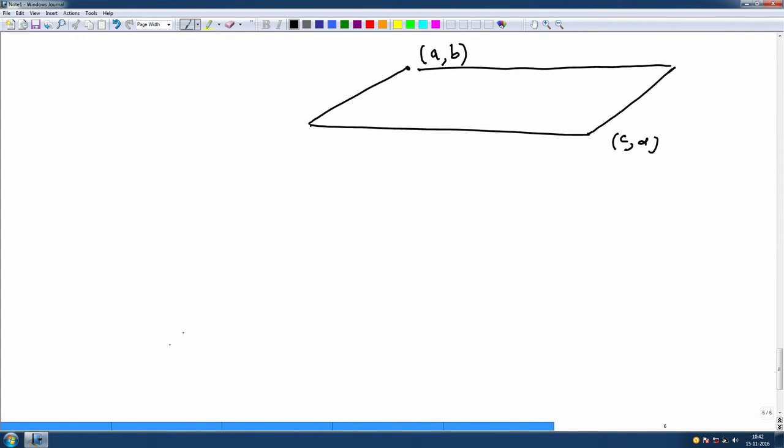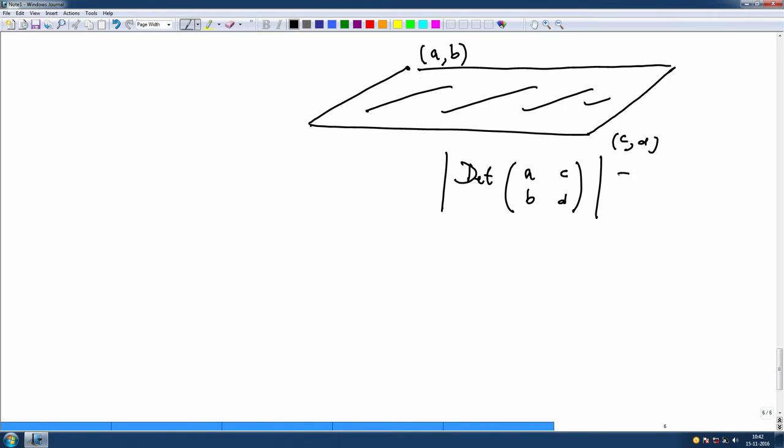This is a parallelogram, and what is the volume? Volume, it says that I have to compute the determinant. This I have to write as the column AB, this also I have to write as the column CD, and take the determinant of this matrix and take the mod sign. So this is obviously mod of AD minus BC. So irrespective of the origin, this is very important for calculation, and similarly for higher dimension.